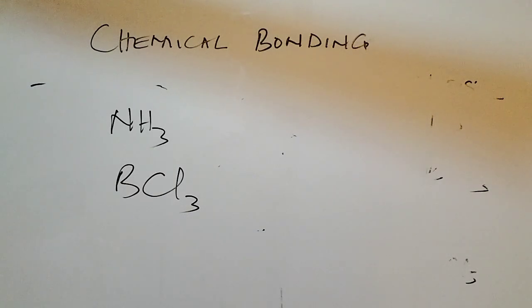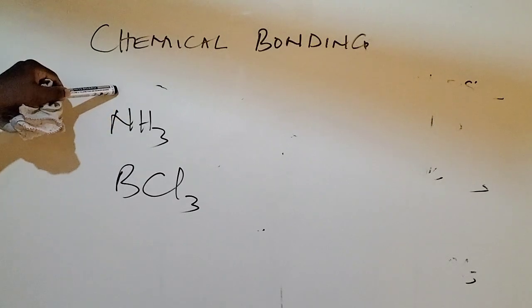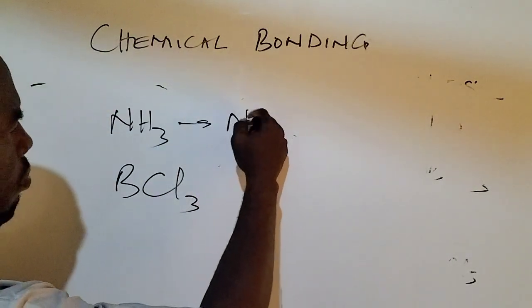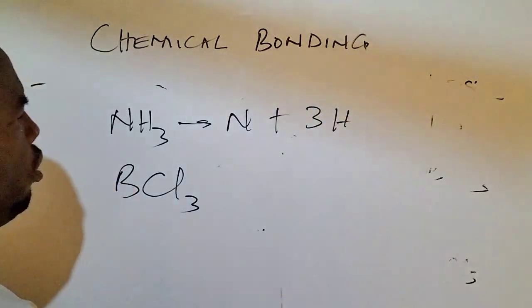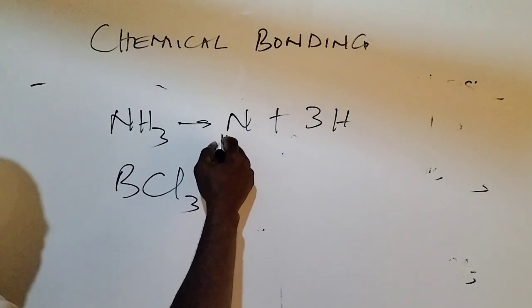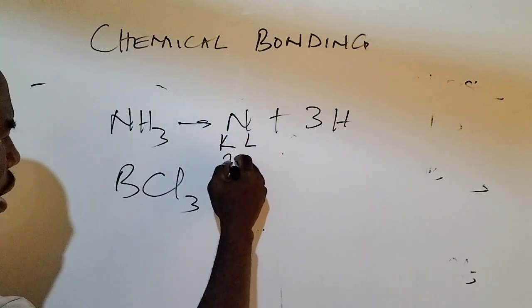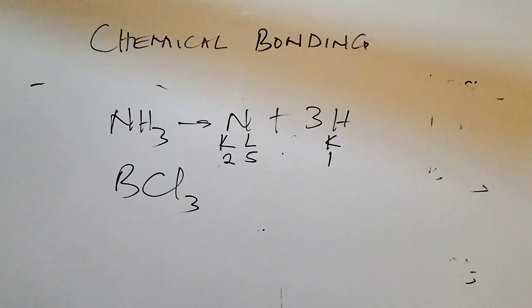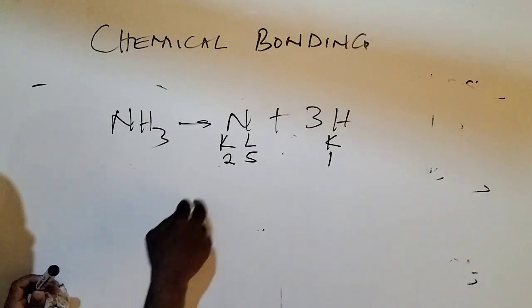No. Ammonia doesn't have trigonal planar shape, unlike this one that has trigonal planar shape, because in ammonia, the central atom has a lone pair. So look at the bonding in ammonia. Ammonia has N plus 3H. So nitrogen, atomic number 7, electron configuration 2, 5. Hydrogen has atomic number 1, 1 electron in its shell. Now let's do the bonding.